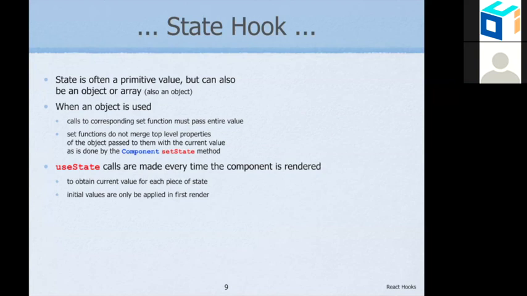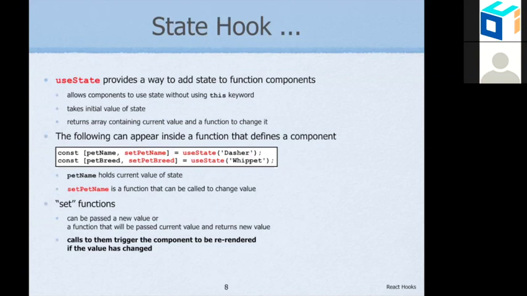So these useState calls get made every time the component is rendered. And so you might be wondering about how that works with initializing the value. And the answer there is that it only initializes it on the first call. So if I go back a slide and I look at that call to useState, where I'm passing it Dasher to initialize the pet name, that's only going to happen on the first render. And after that, even though useState is called again, it's just going to return to me in pet name the current value.